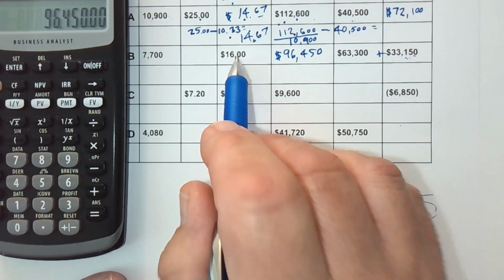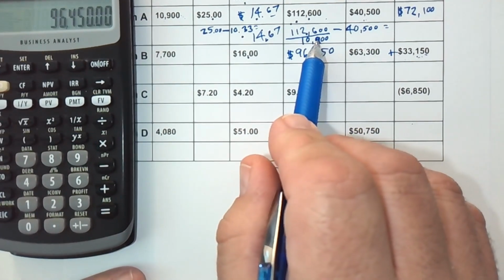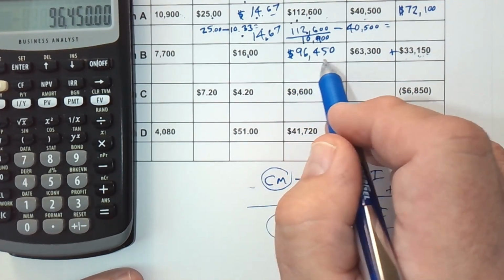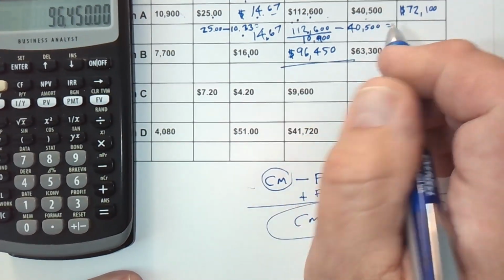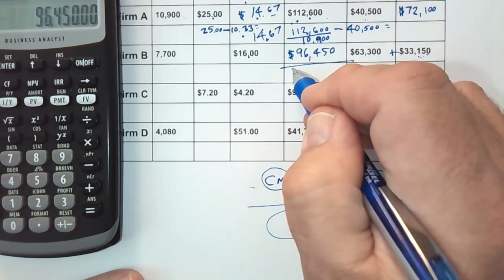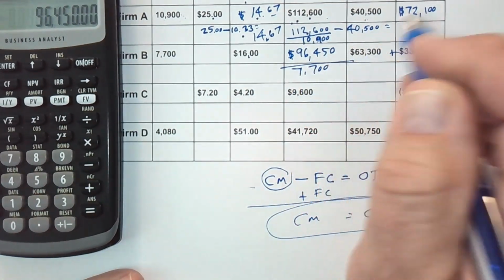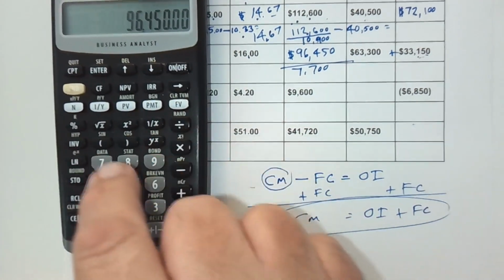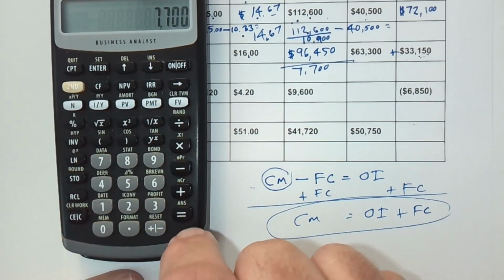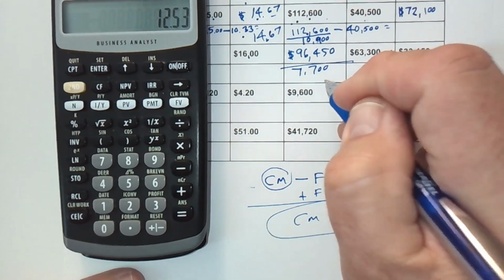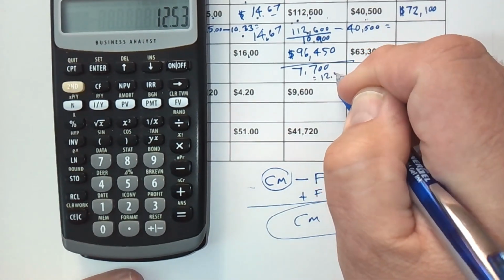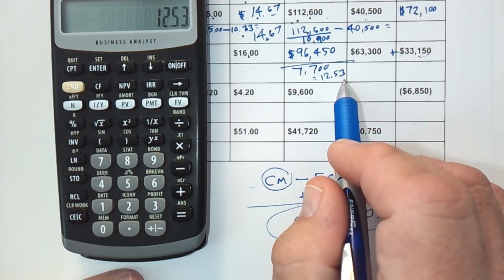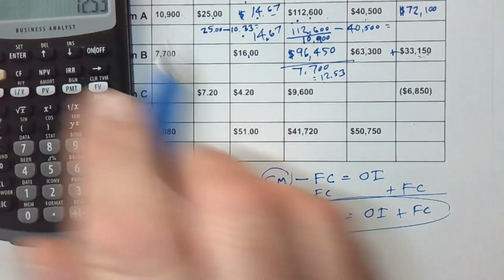Now, let's figure out what our contribution margin, again, back to the same thing, per unit is. We know it's $96,450 overall in the aggregate, but we sold 7,700 units. So if we divide that number by the 7,700, that's going to give us the contribution margin per unit, and that's $12.53. So $12.53 of each unit sold goes toward profit.